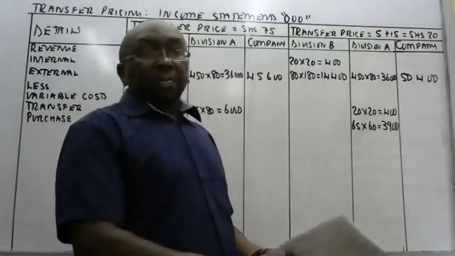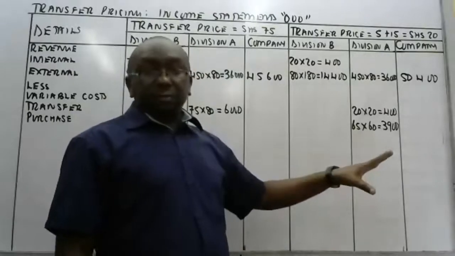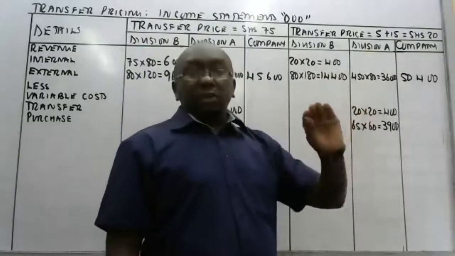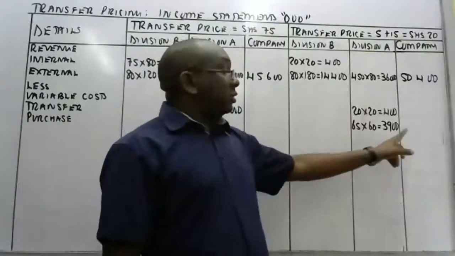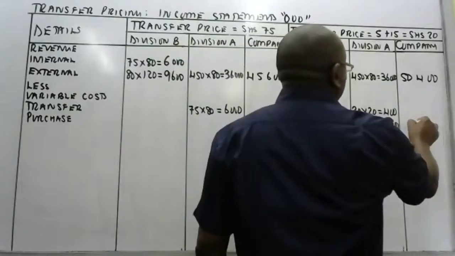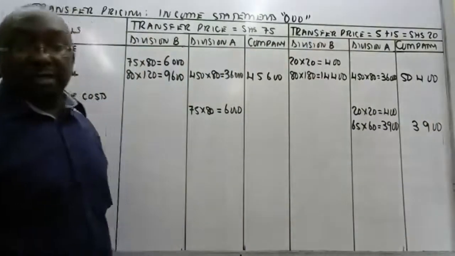Now this purchase is an external cost, so the company will bear it. So this amount should be taken to the company. So you come here and say 3,900. That is the purchase.